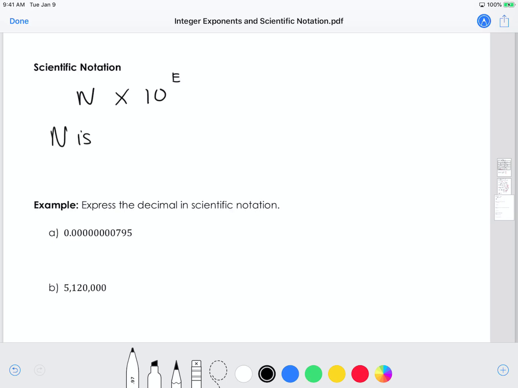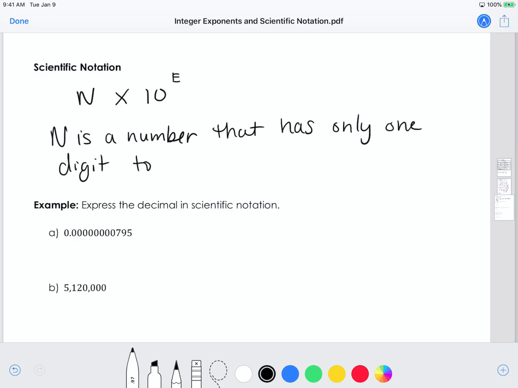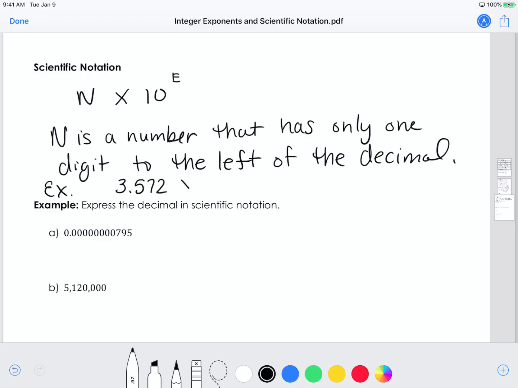And n is a number that has only one digit to the left of the decimal place. So, for example, 3.572 times 10 to the 8th is a number that's written in scientific notation because if you look, there's only one digit to the left of the decimal. Something that is not written in scientific notation would be something like this.